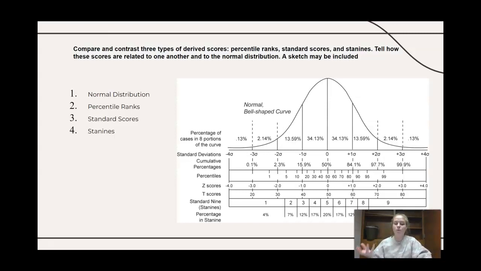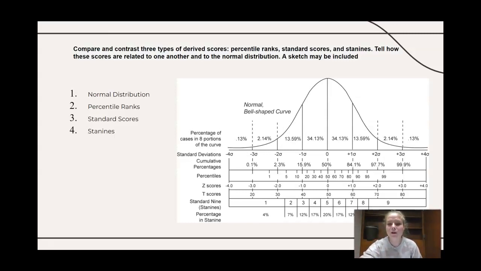So what is normal distribution? Normal distribution is the distribution of data distributed naturally, which is kind of just rewording normal distribution. It's the distribution of data that is how it's normally distributed. This is also known as a bell curve, which is what we see in this visual right here. It has the percentage of cases of 8 portions on the curve.